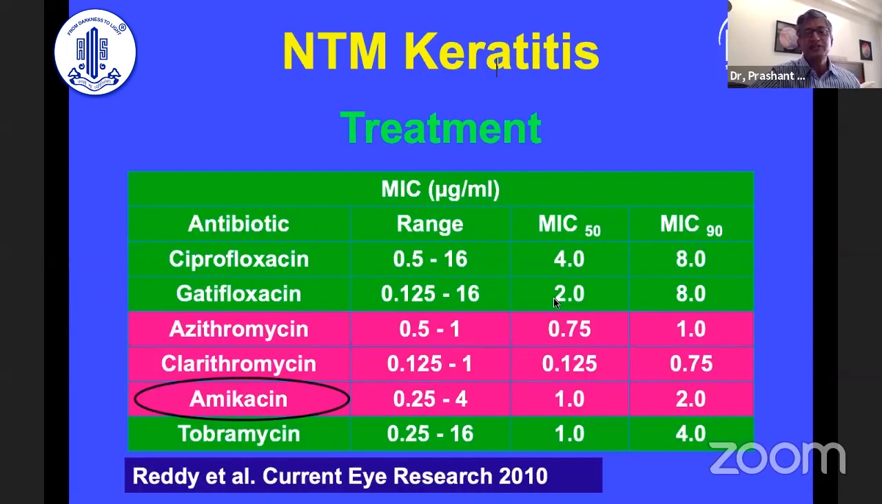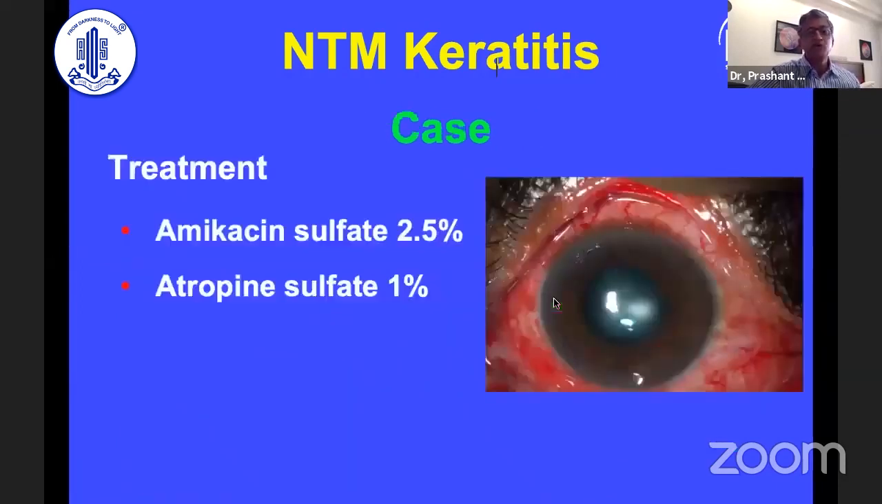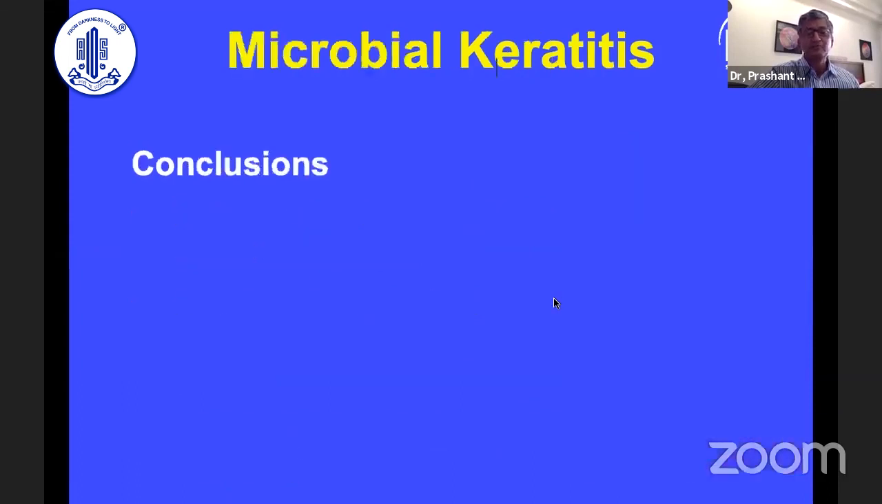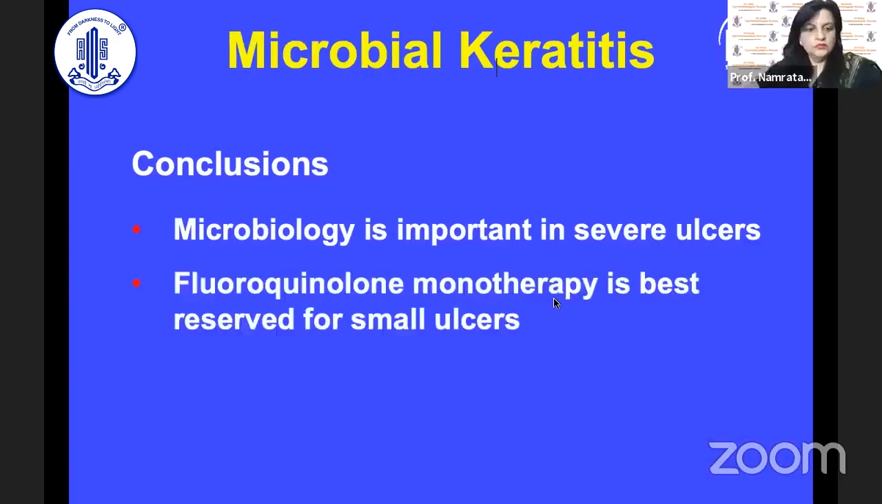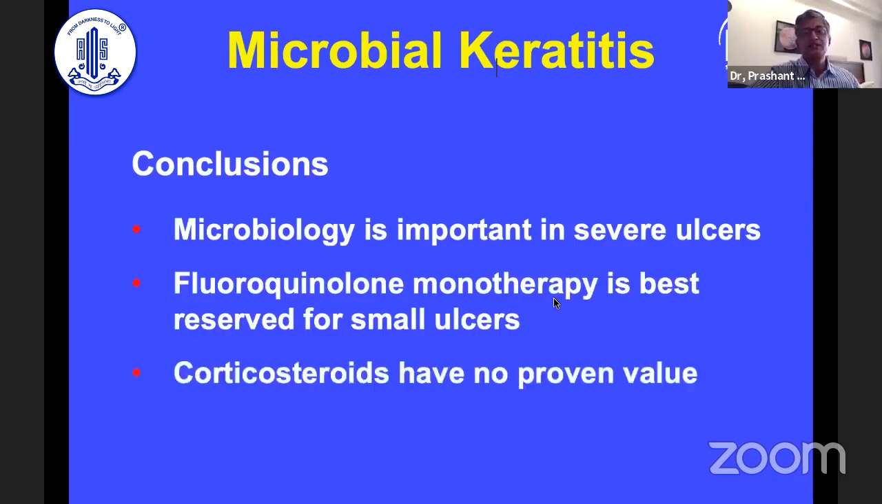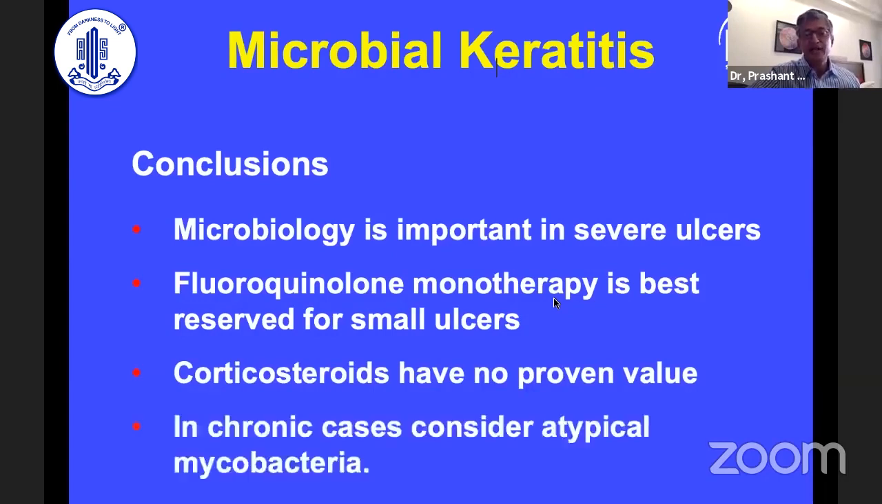Once you make the diagnosis, the treatment is relatively easier. Amikacin is the drug of choice. If administered in 2.5% concentration, most of these patients respond. So to conclude, microbiology is important, particularly in severe corneal ulcer. Fluoroquinolone monotherapy is best reserved for small ulcers, and corticosteroids have no proven value and therefore should be used very judiciously. In chronic cases where you have started appropriate treatment and they are still not showing response, consider atypical mycobacteria.